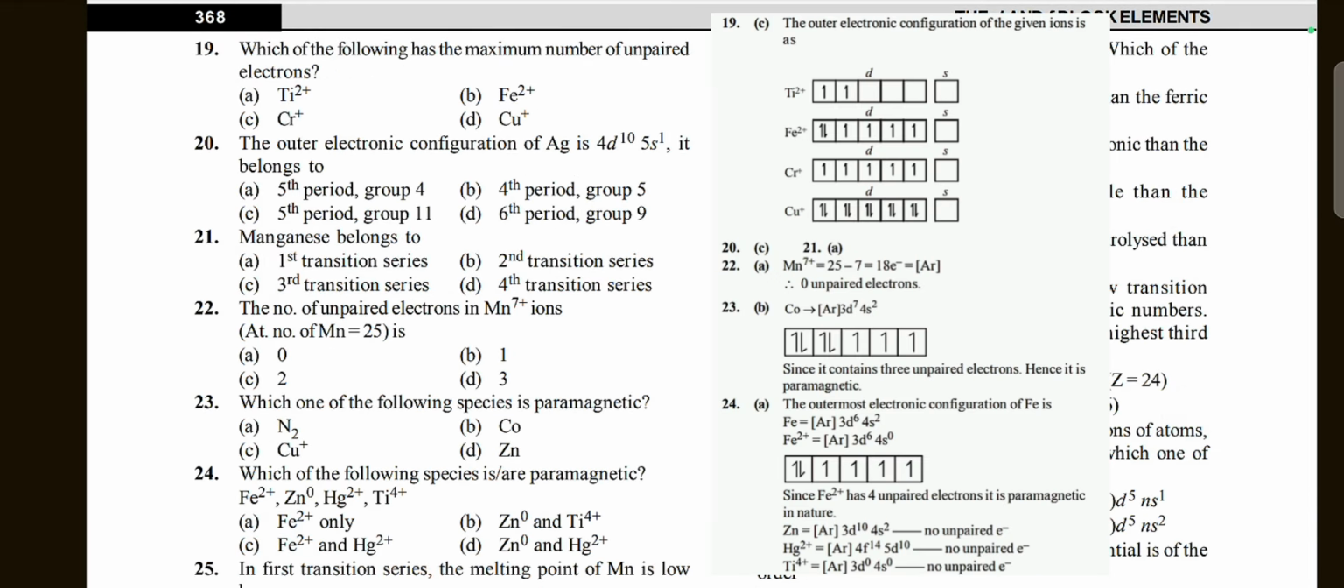Which of the following has a maximum number of unpaired electrons? So here, Ti2+ will have 2 unpaired electrons. Fe2+ will have 4 unpaired electrons, Cr+ will have 5 unpaired electrons, and Cu+ will have 0. So the maximum are in Cr+. Option C will be the answer.